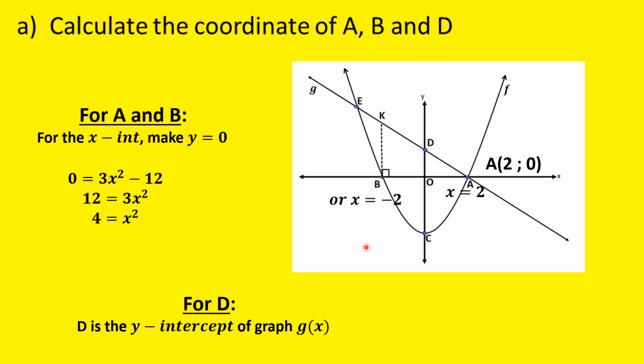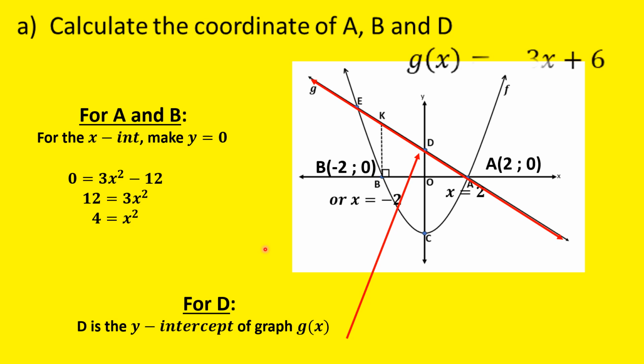So the coordinates for A will be (2, 0), because remember they ask you to calculate the coordinates of A, B, and D. You don't want to come that far and then not write it as a coordinate. And then the coordinate for B is (-2, 0). And then for D, D is the y-intercept of the graph g of x, the straight line. If we remember what the straight line was, g of x is negative 3x plus 6. So it's (0, 6) like that. Very important with this question, please write it as a coordinate.